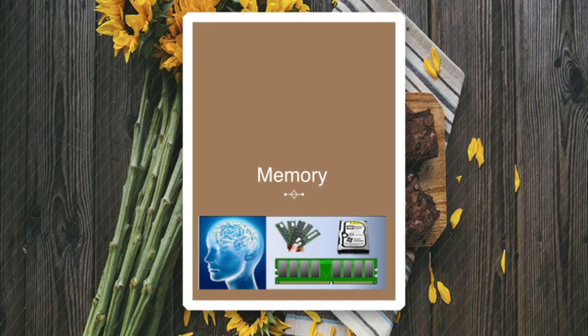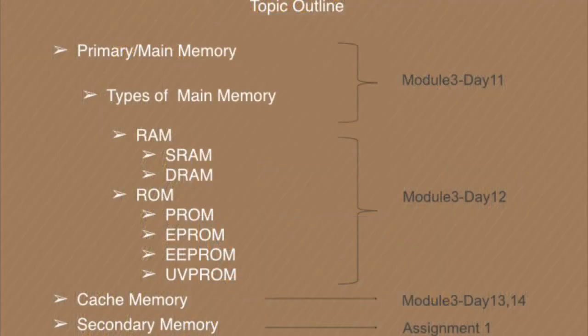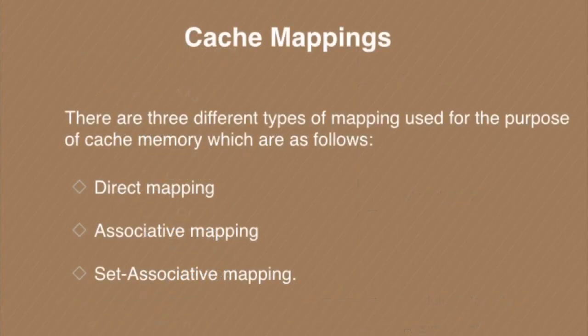Good morning. Let's continue with the cache memory mapping techniques. Today's session will discuss two types of cache memory mappings, which include associative mapping and set associative mapping.